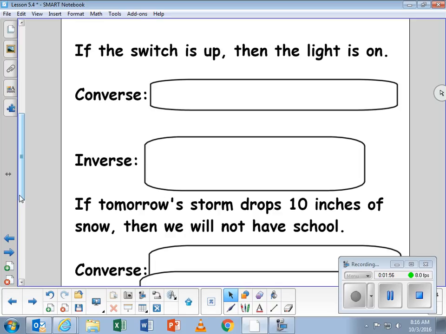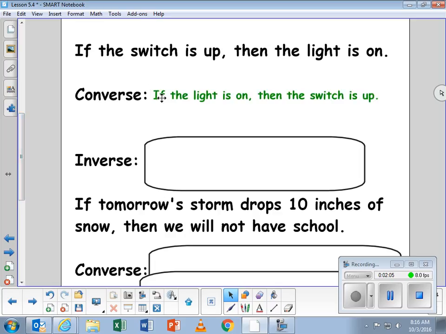What would our converse of that be? If the light is on, then the light switch is up. Very good. That's the converse. That's what we've already learned, right? We should be getting pretty good at that. What does the converse do with our hypothesis and conclusion?